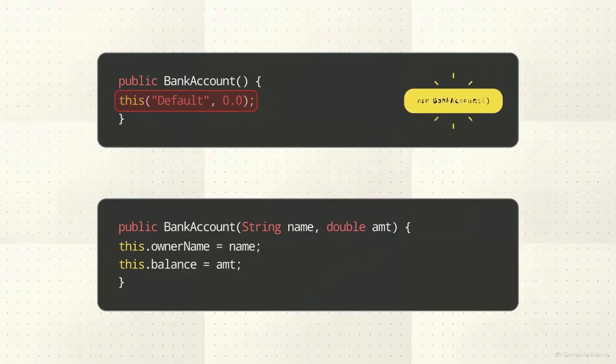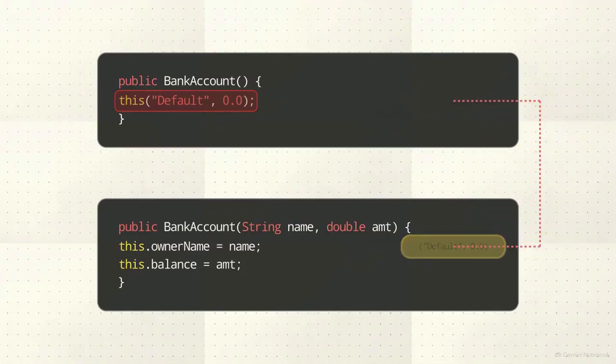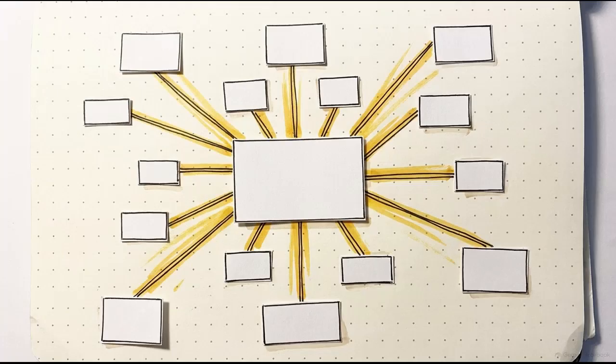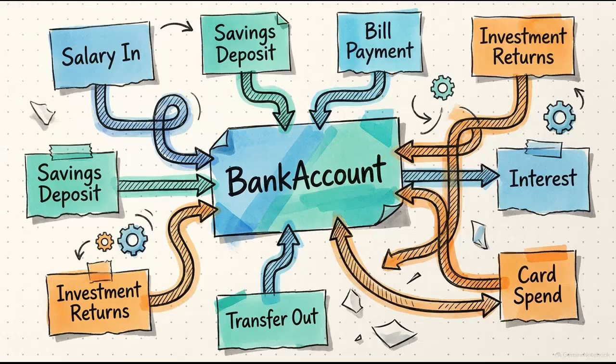When an empty account is requested, it enters the first constructor, hits that this call, and is immediately redirected. It fills the requirements of the parameterized constructor and finishes the initialization without any errors. Using chaining allows you to maintain a single source of truth for your object's logic, while keeping your code flexible enough to handle any situation.